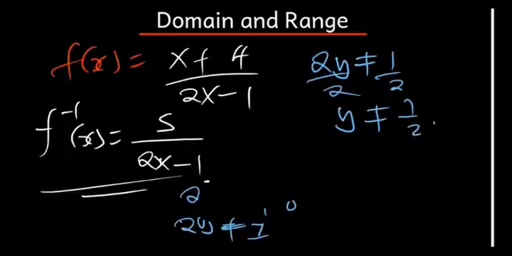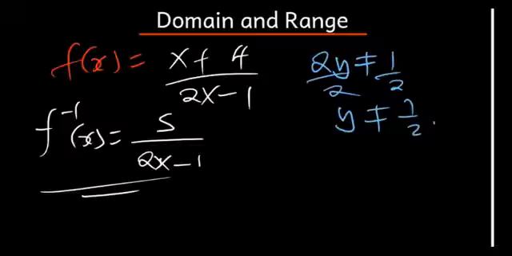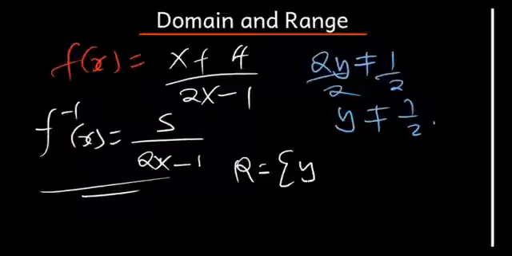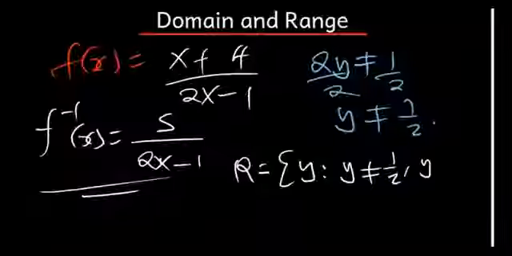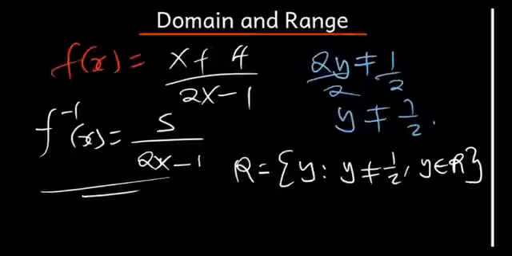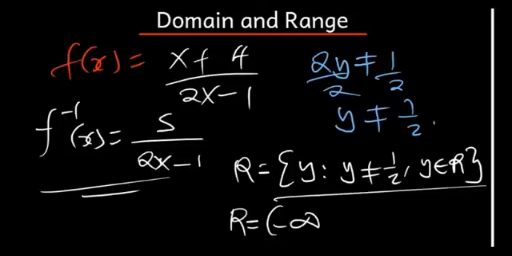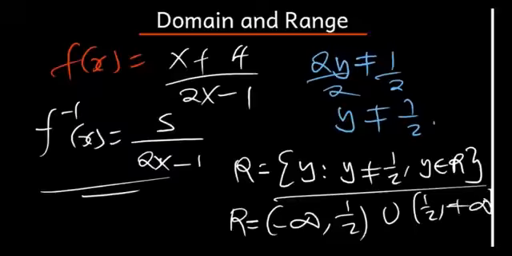So the range in this case is going to be y. Range is represented by y because we're talking about the values of y. y is such that y should not be equal to half, but y should be a member of all real numbers. You can also put this in interval notation where you say it's going to be negative infinity all the way to half, then union half all the way to positive infinity. So that is the range.